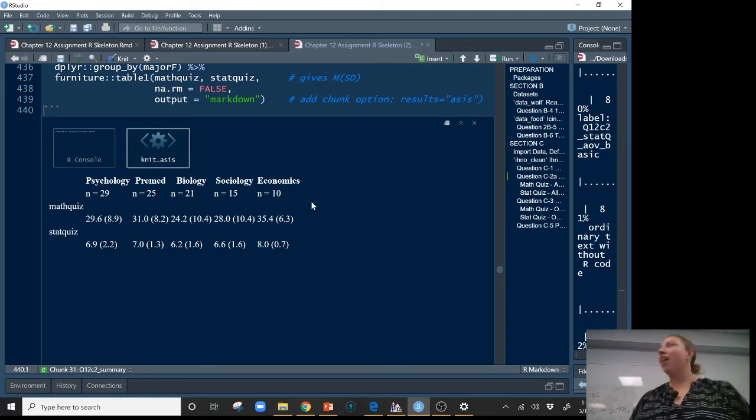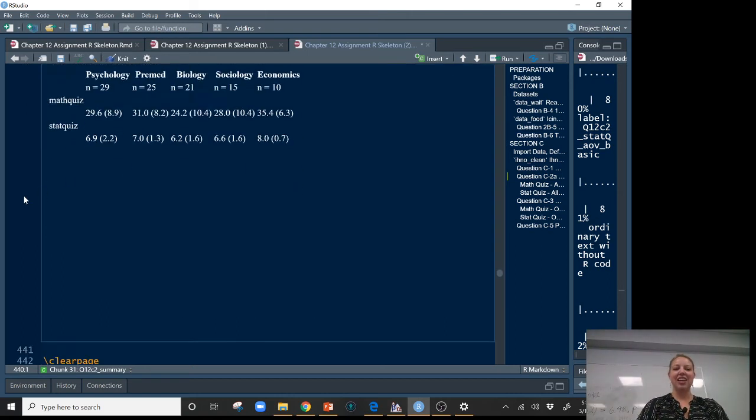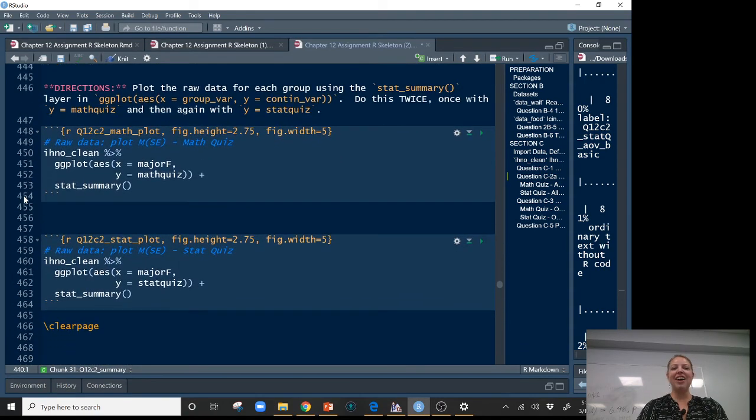Now, at least on Windows, if your cursor is here, it won't let you scroll when it's in this output. If you have that problem, just move your cursor over here to the edge and it will let you scroll. It drives me crazy. So just move your cursor over to the edge and it'll let you scroll. Oh, look, I put in the code to make the 2 plots.